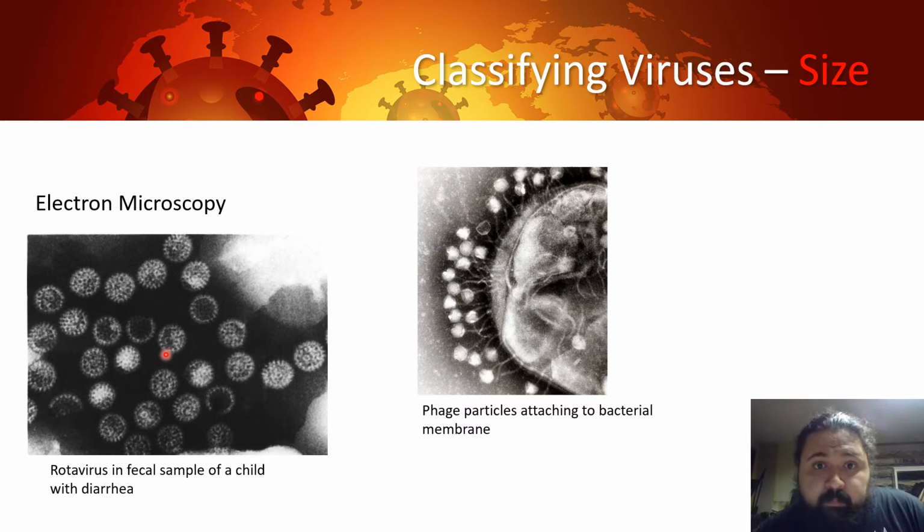And on the right, we have bacteriophages that are surrounding this host bacteria. You can see how small they are compared to the bacteria. There are about 20 to 30 individual particles on just this one side.